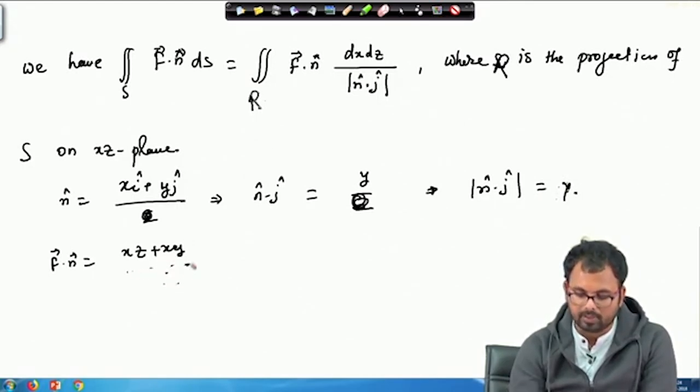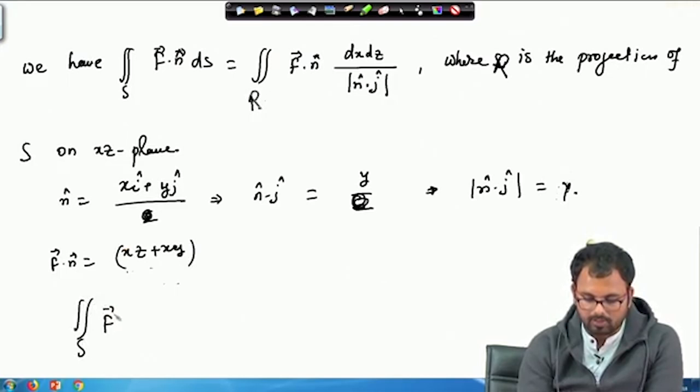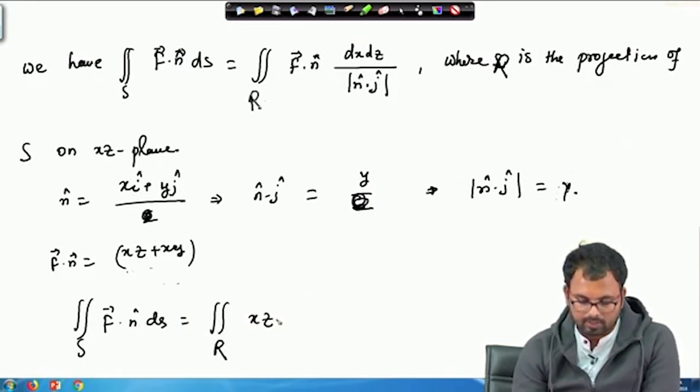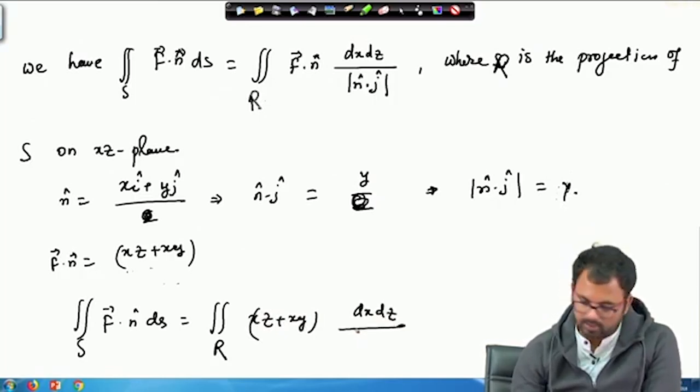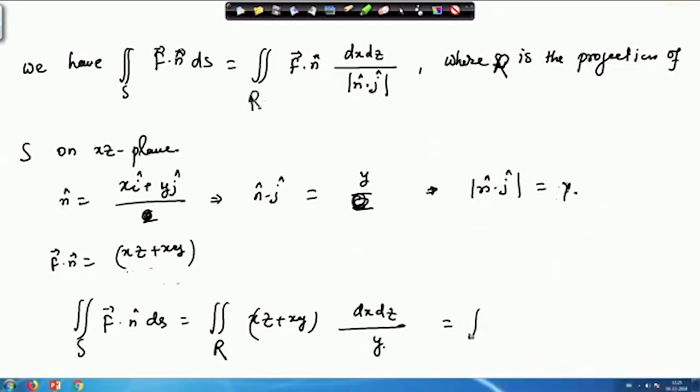Now we substitute all these values here. So, our required surface integral of f dot n ds equals the integral over region r. f dot n is xz plus xy, and this will be dx dz divided by n dot j. So, n dot j is simply y. Now, if we take the projection on r, then this will be the integral over the region r, z running from 0 to 5, and x running from 0 to 4, of xz plus xy, where y will be the square root of 16 minus x square.